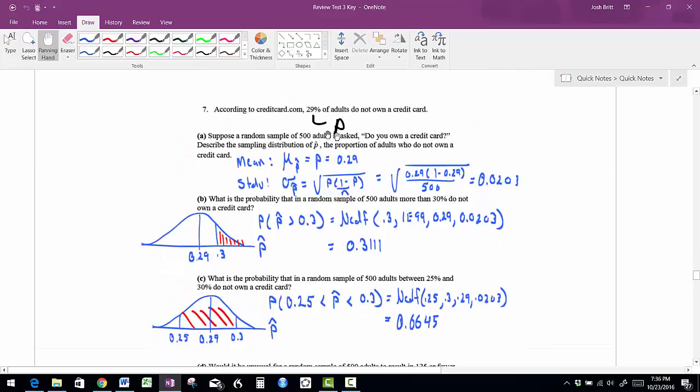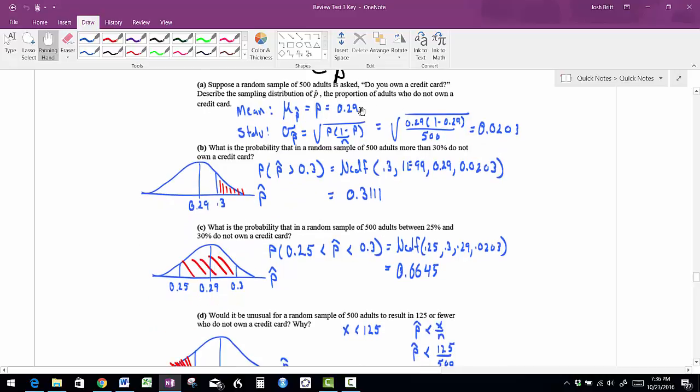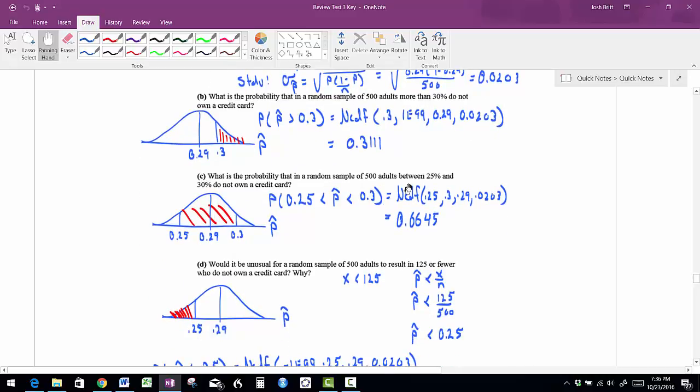Again, P is 29%. Do not own a credit card. Describe your distribution. That means center and spread. Mean is center. Spread, standard deviation. Once you get the mean, get the standard deviation, then you can use normal CDF. More than 30%, normal CDF, mean, standard deviation. Between 25 and 30, normal CDF.